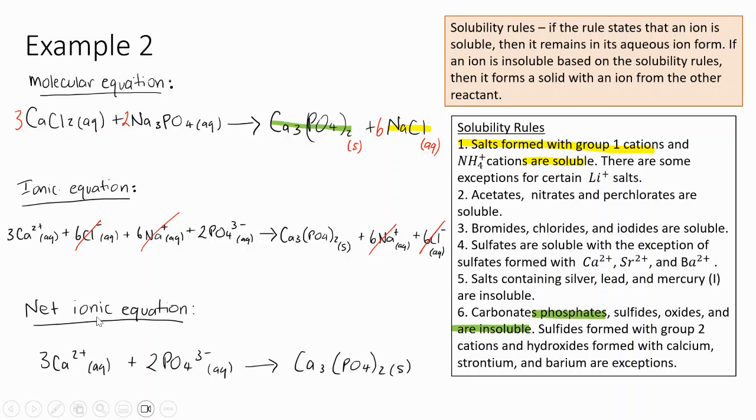Okay, just to make sure we've done everything correctly, let's check the charge. We've got 3 lots of 2 plus and then 2 lots of 3 minus. So we've got a total of 6 plus and 6 minus, which will become 0, which is what we need to balance out the charge on the right-hand side. So that is correct.